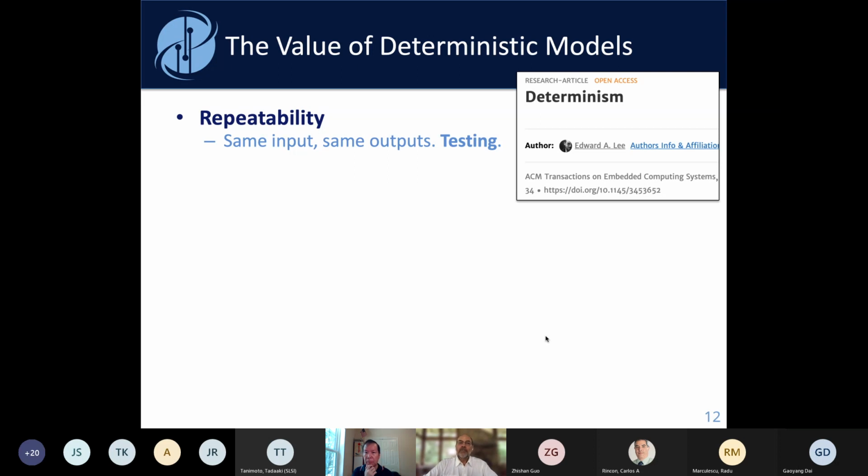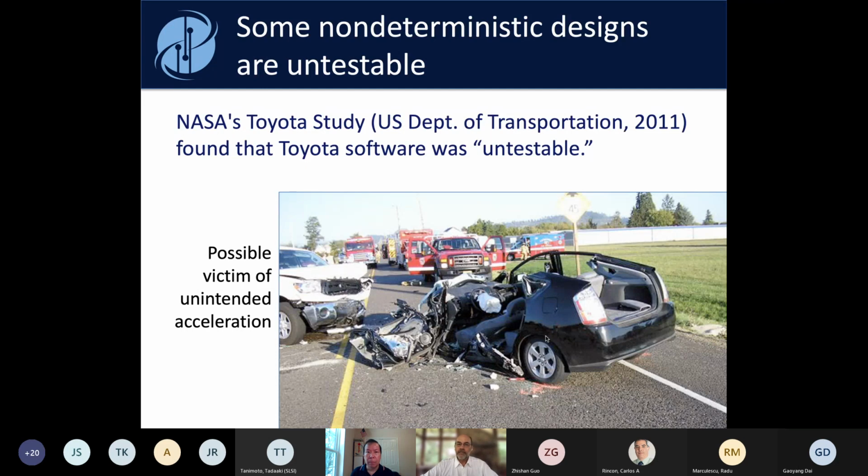If you don't have determinism, it's much more difficult to do testing. Some of you may remember the various incidents of unintended acceleration in Toyota vehicles, and NASA was contracted by the US Department of Transportation to study the problem. NASA's study came to the conclusion that the Toyota software was untestable. It was fundamentally because the software was written in a highly non-deterministic way, and so regression tests and the usual sort of test-driven design techniques simply don't work for that kind of software.